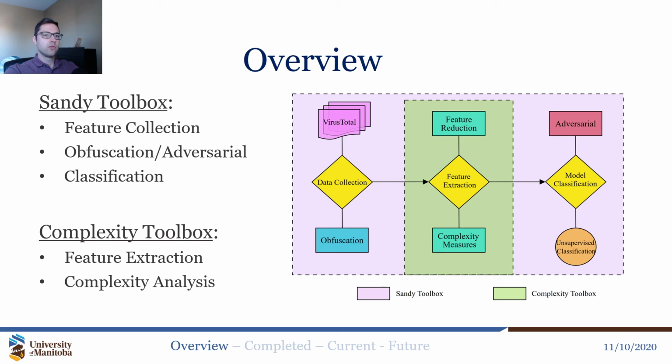Secondly, the complexity toolbox handles all the feature extraction. So it's one thing to collect features, and collect as many features as you like, but it's another thing to look at which features are relevant towards classification. And if you have too many, you want to reduce the dimensionality of the features so that you're only getting those relevant features that are trained on.